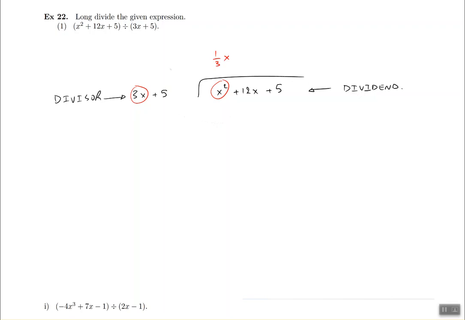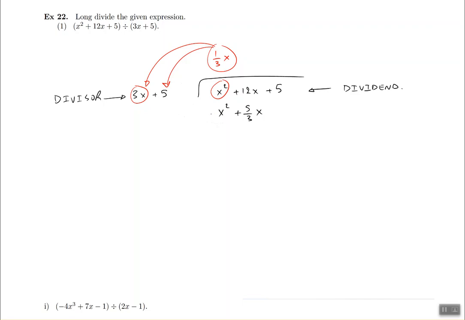Now, once you figure out what the 1/3 of x is, you're actually going to take that answer and multiply it with the 3x, then multiply with the 5, writing the answers under your dividend. So 1/3 x multiplied by 3x will be at the end x squared. 1/3 x times 5 will be at the end 5/3 of x. So again, write the quotient on the top, which is 1/3 x, then multiply it with the divisor, 3x plus 5.